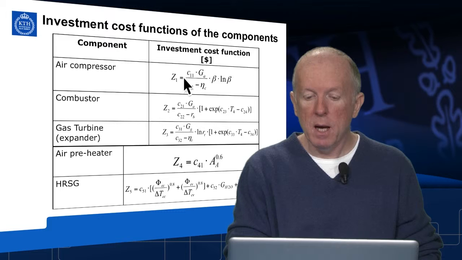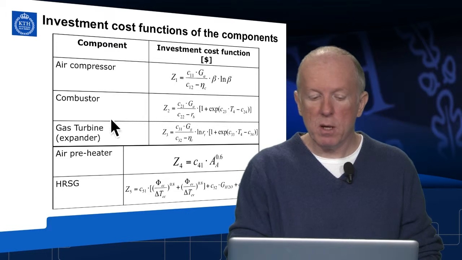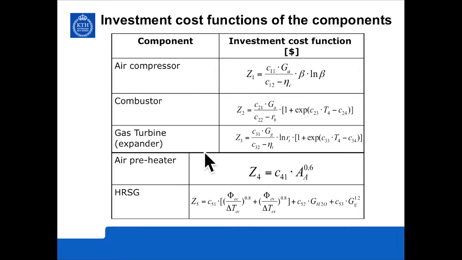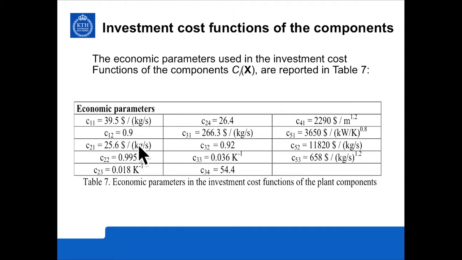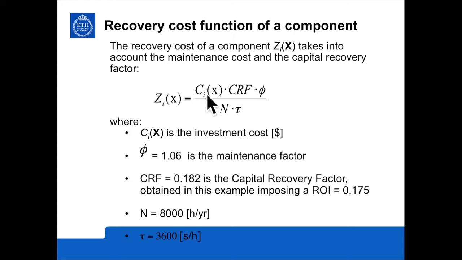So we have the air compressor, the combustor, the expander of the gas turbine, the air preheater, with its cost related to the surface of exchange of the air preheater, and the cost of the heat recovery steam generator. In this table are the fitting parameters of the cost function of the different components of the system under analysis. And in this slide I have reported the equation which we usually use to pass from the capital cost function of the component to the recovery cost of the component second by second.